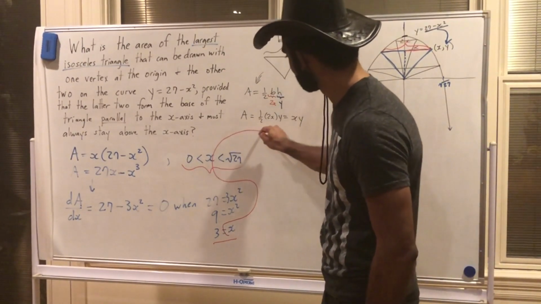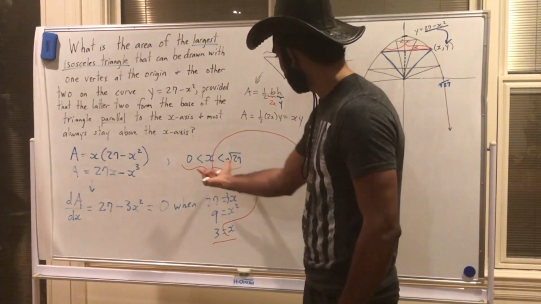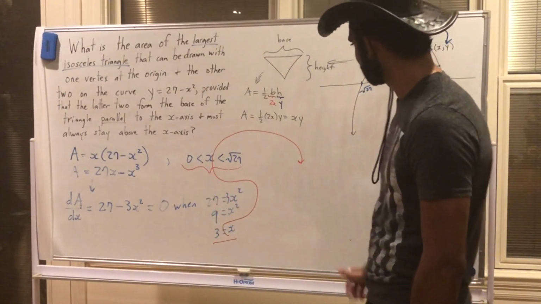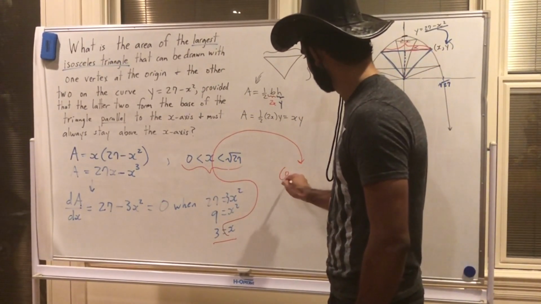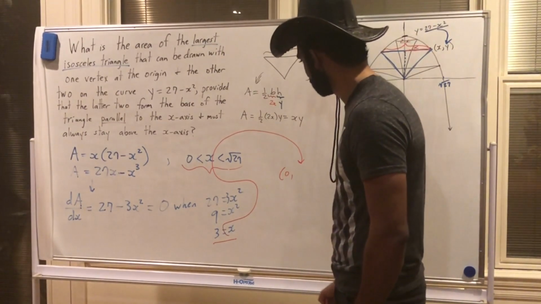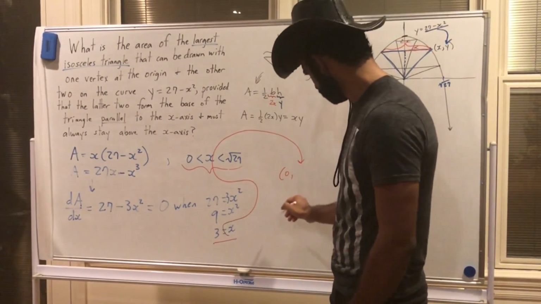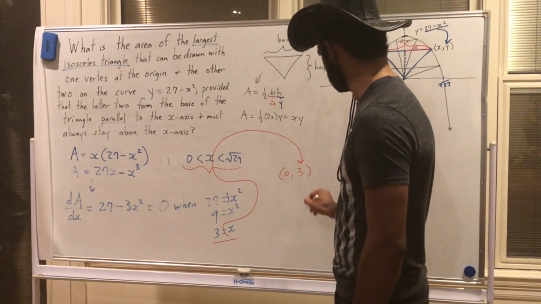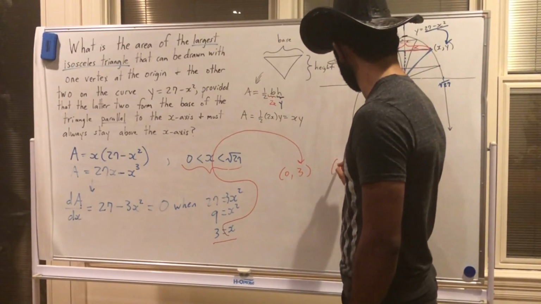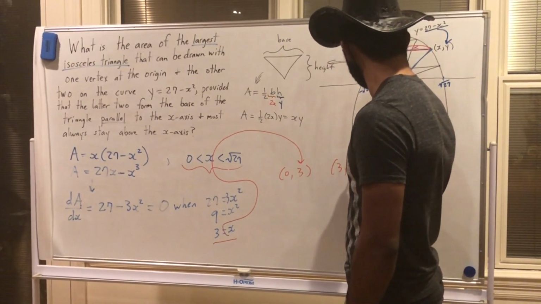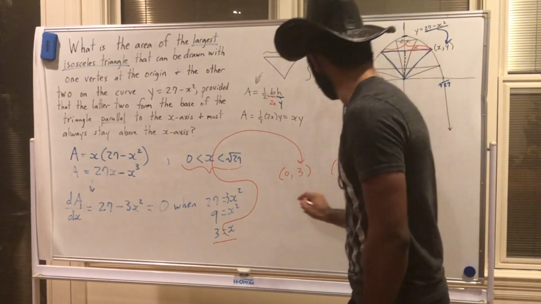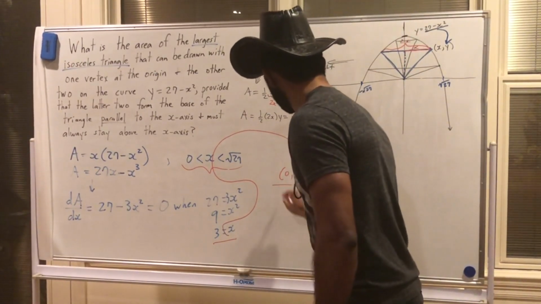I use that critical number to slice up my domain. It's very wavy, and that's fine. This is a wild, cowboy type problem, so we can be a bit wavy and wild. 0 to 3, and then 3 to the square root of 27, root 27. So, create your little table.